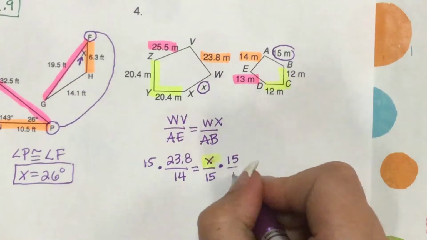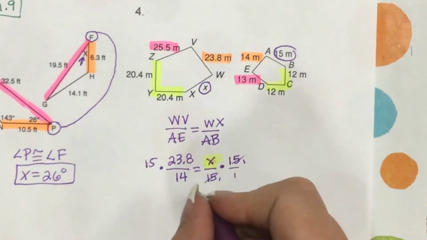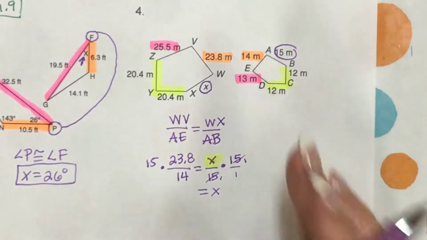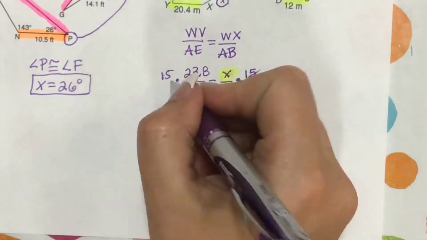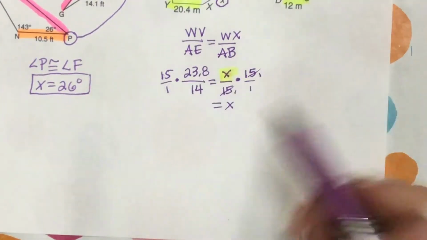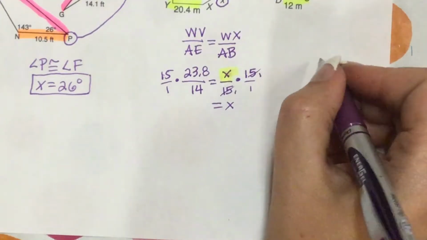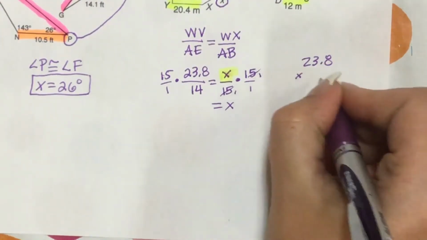Okay? So those cancel and become 1, and it's 1 times X. So now we have X by itself. So now we just need to do this math. There's really no cross-canceling that can happen, so we just need to multiply that. So I'm going to go over here to the side and go 23.8 times 15.